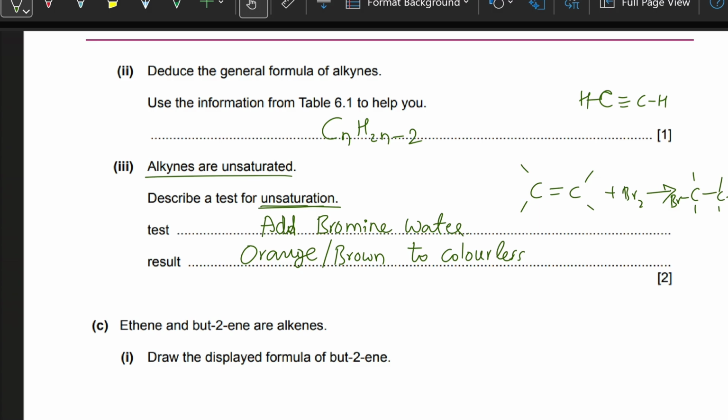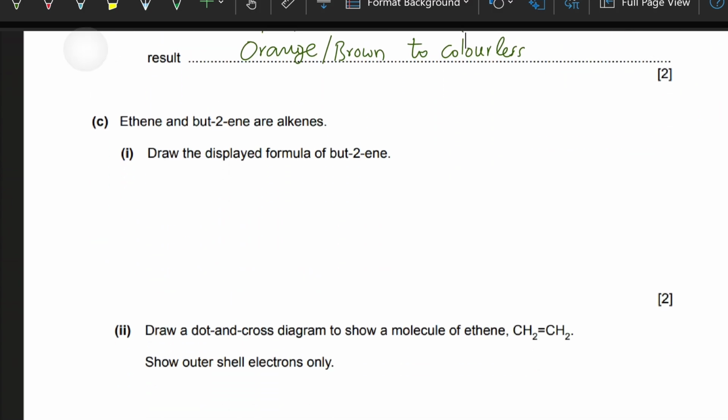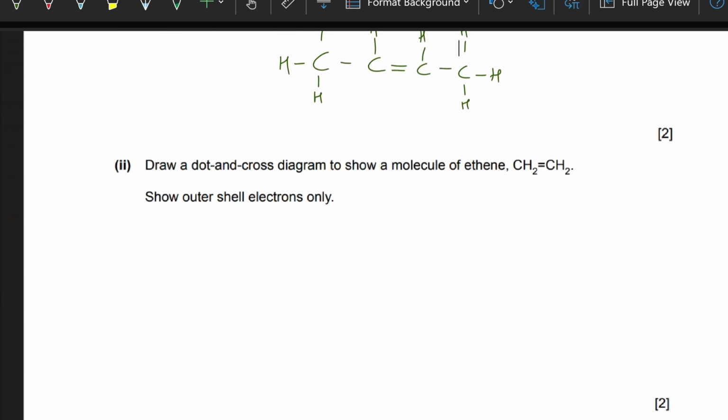Next, ethene and butene are alkenes. Draw the displayed formula of but-2-ene. But means 4 carbons. So first draw 4 carbons and 2-ene. So there is a double bond at second carbon. Now make sure you have 4 bonds with all carbons. 1, 2, 3, 4. Always make sure every single carbon will have 4 bonds in your structure.